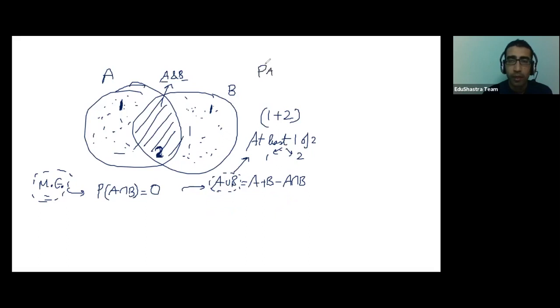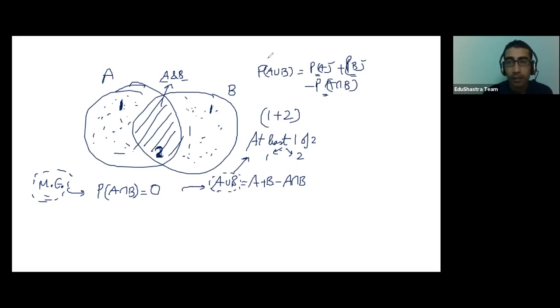So probability of A union B is probability of A happening plus probability of B happening minus probability of A and B happening, A intersection B. You subtract this because in P(A) and P(B) you've already calculated P(A intersection B) once each. You've calculated it twice when you only need to calculate it once, so you subtract it once.